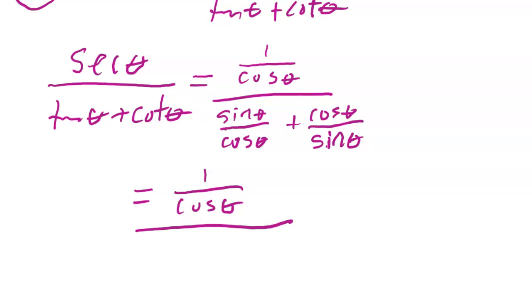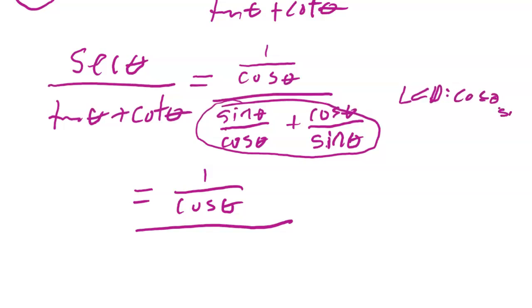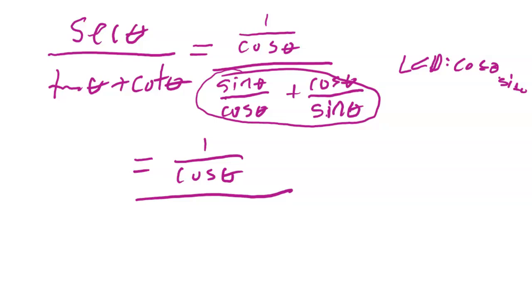So on the bottom here, the least common denominator is cosine theta times sine theta. The first term is missing a sine theta, so when I multiply the top and the bottom of the very first term, I'll get sine squared theta over cosine squared theta, or cosine sine, but we're going to have the same denominator, so I'm just going to skip a step there.